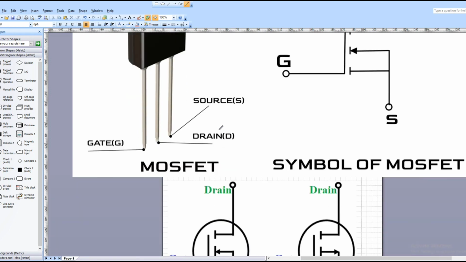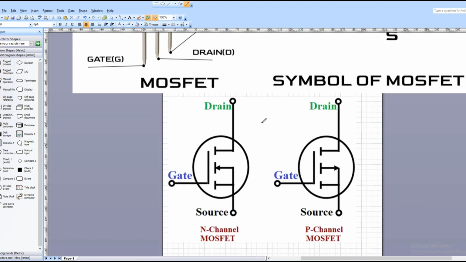There are two types of MOSFET. One is the N channel MOSFET and the other is the P channel MOSFET. I shall never cover the chemistry or physics of this MOSFET. I will only cover it from an application point of view.